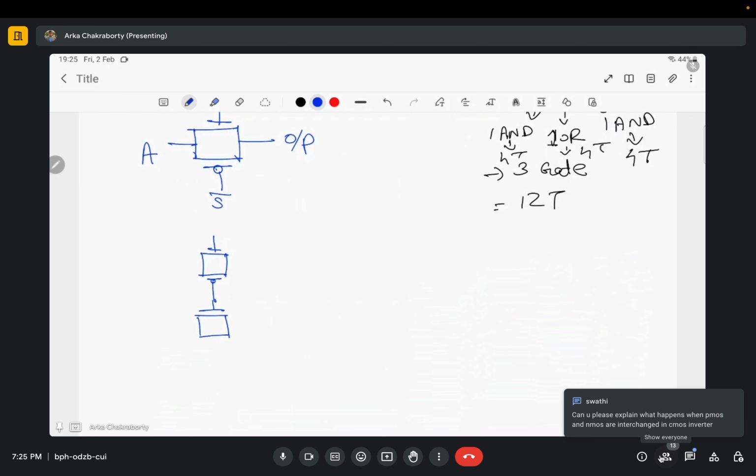Can you explain what happens when PMOS and NMOS are interchanged in CMOS inverter? Sure, I'll be covering that. But let me go through this one first, okay?